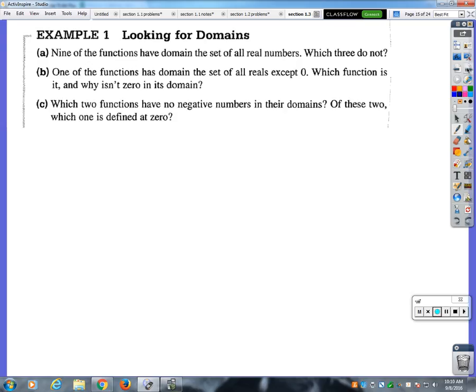One of the functions has domain the set of all reals except for 0. Which function is it? We just talked about it? The reciprocal one. 1 over x, you can't plug in 0, okay? Which two functions have no negative numbers in their domains? Square root and natural log. Which one of them is defined at 0? So natural log is not defined at 0, the square root is.